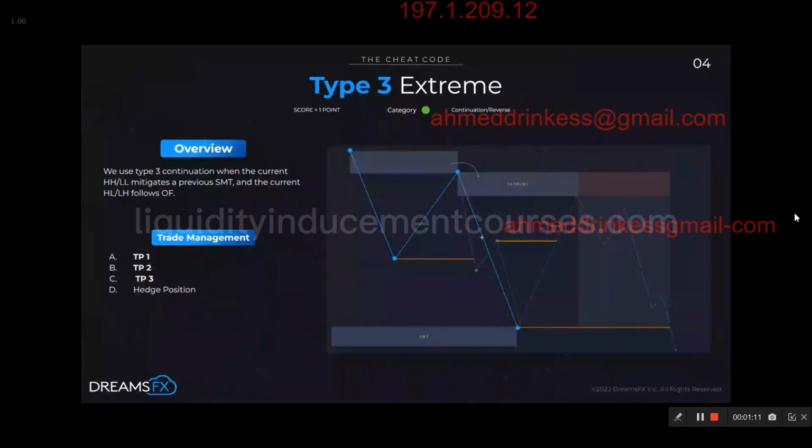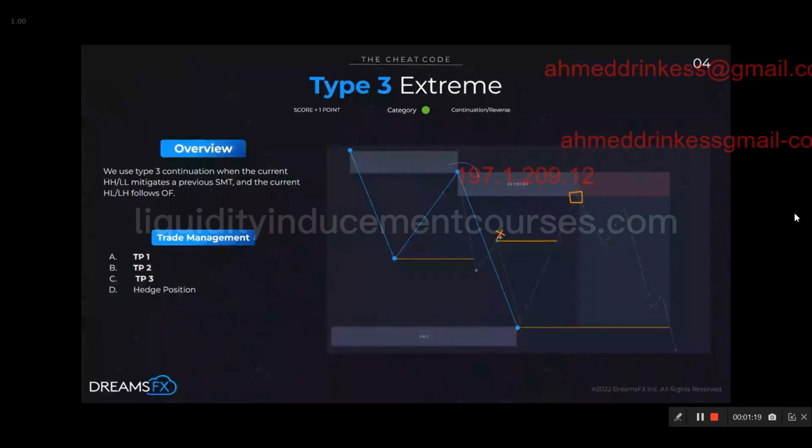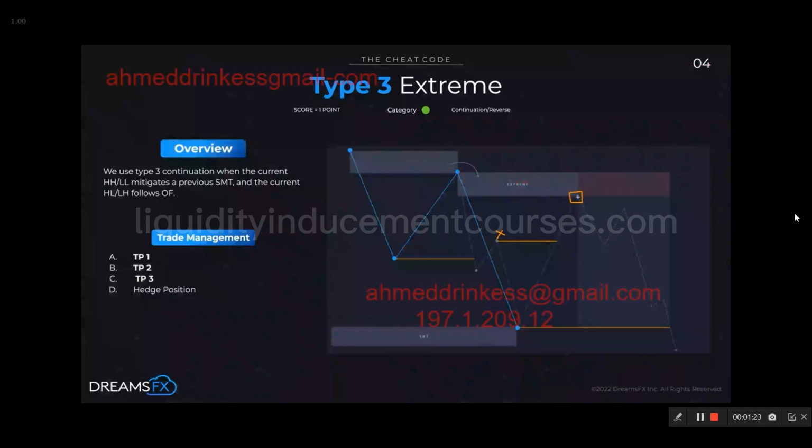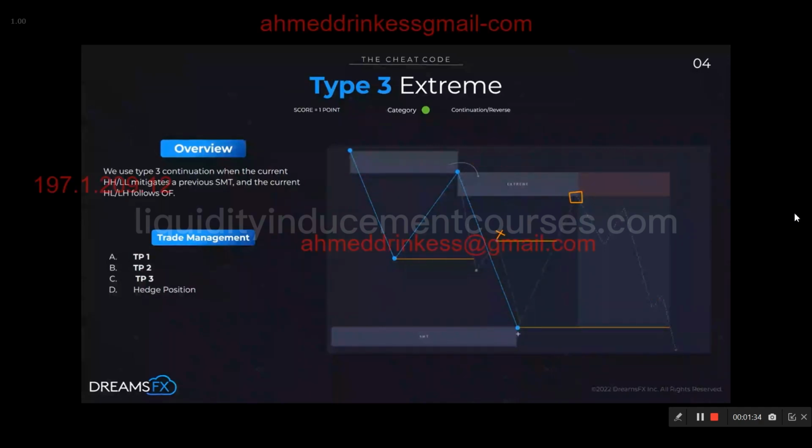Type 3 now, this is where, again, type 3 internal inducement. This is where obviously your entry is going to be. So when you have a type 3 inducement, similarly, I would want to take majority off at the first TP. I know what the other picture was on the screen. But here for your first TP, this is where I would want to have majority confidence.